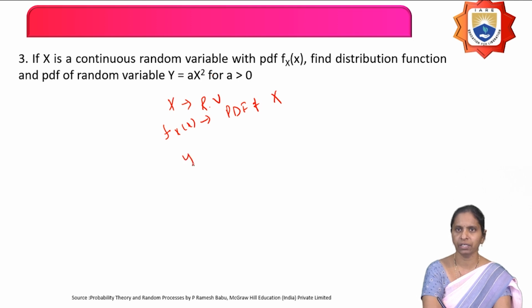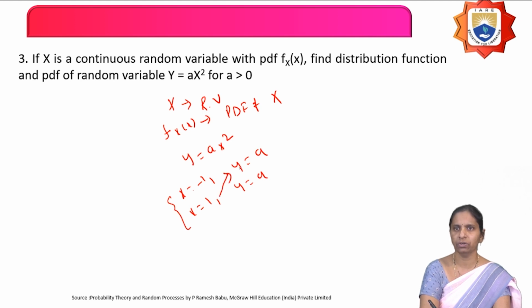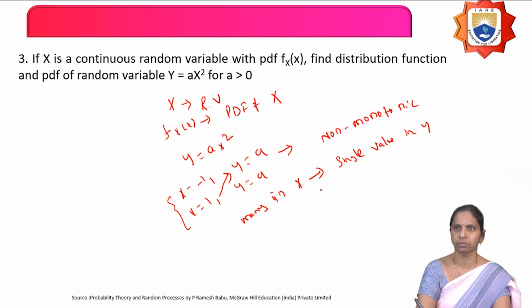So what is given here? y equals a into x square. Now, for example, if I take x equals minus 1, what is the y value? a. If I take x equals 1, y equals a. It means many values in x correspond to a single value in y. Therefore, this type of transformation is called what? Non-monotonic transformation. So, for a non-monotonic transformation, what is the formula for the density function?